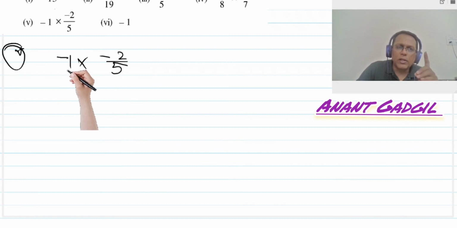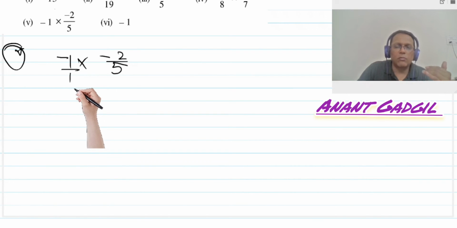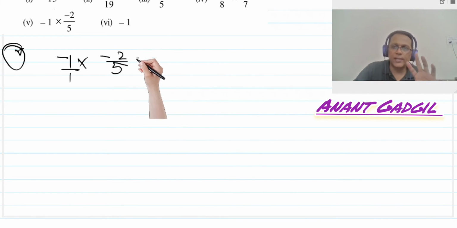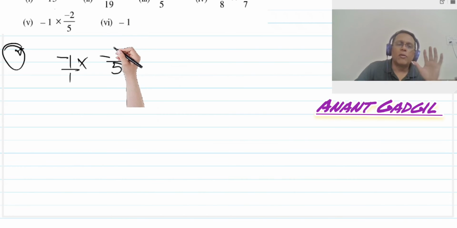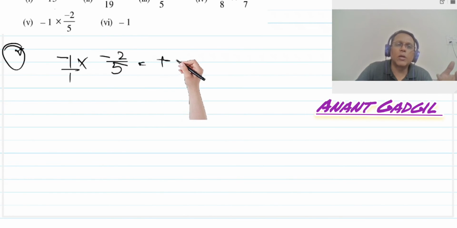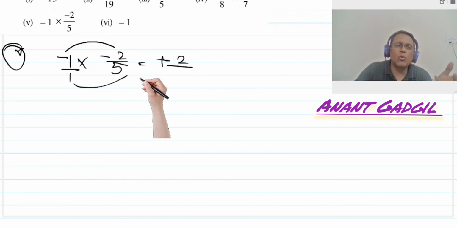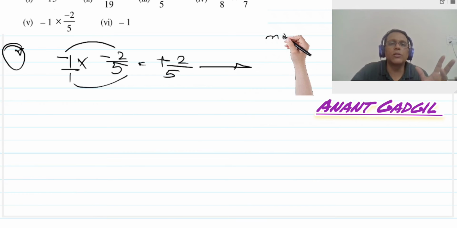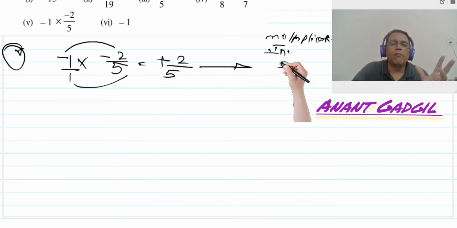So what is the numerator and denominator in the minus 1? Minus 1 only. Minus 1 divided by 1, right? So you can do it both ways, as I told you in the previous question also. What you can do, first find the value of this. Minus into minus becomes plus, 2 times 1 is 2, 5 times 1 is 5. So now the number is 2 by 5, so its multiplicative inverse will be 5 by 2.